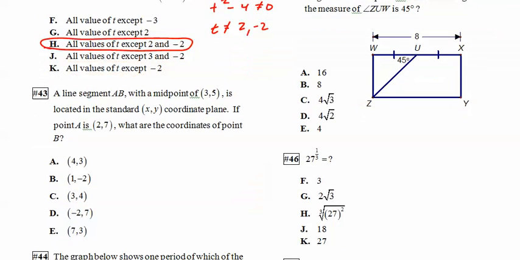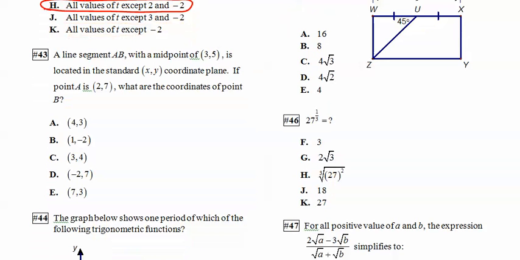The line segment has a midpoint at (3, 5), and one of the points is (2, 7). I'm actually very good at these problems. I know the answer is going to be (4, 3). But let's just see what happens here. Midpoint's at (3, 5), about here. Just circle (4, 3), and see if I get it right.